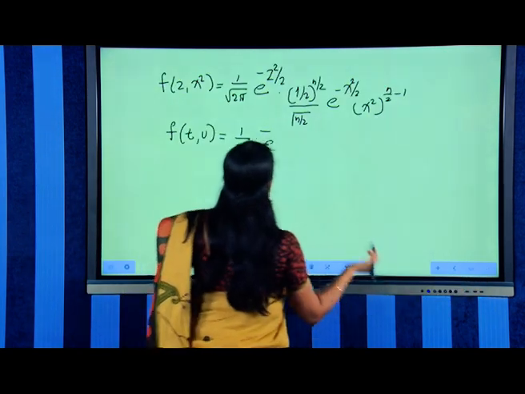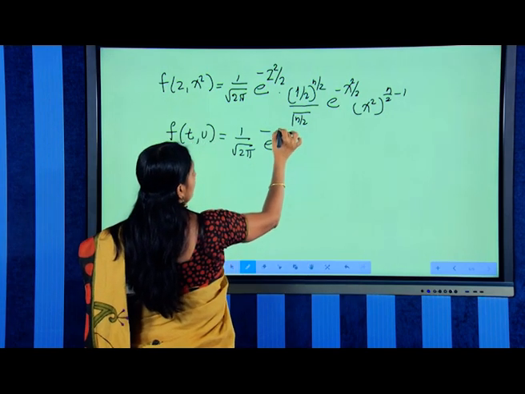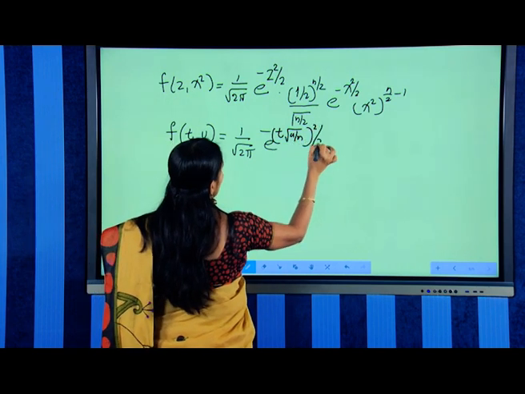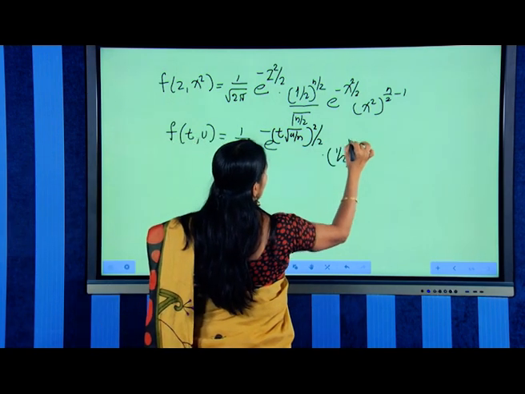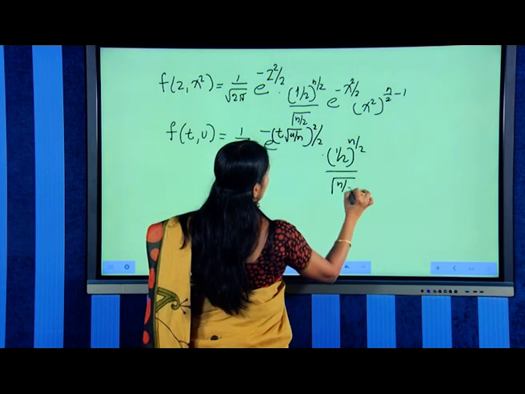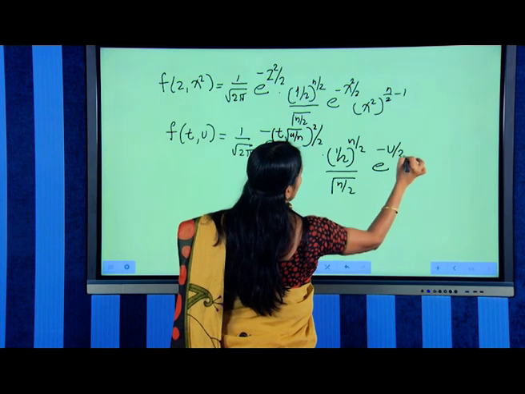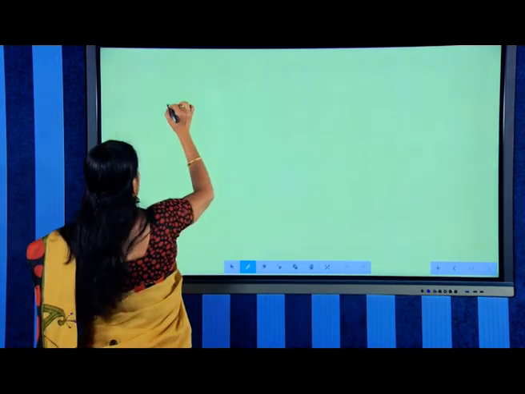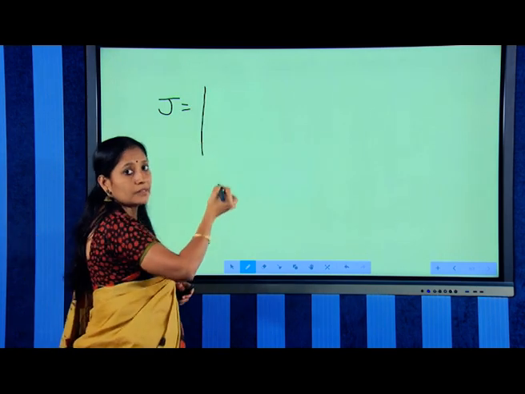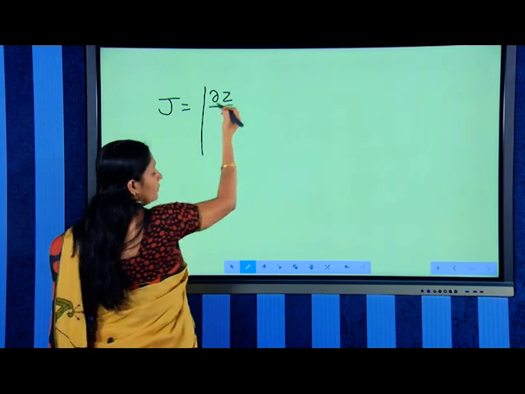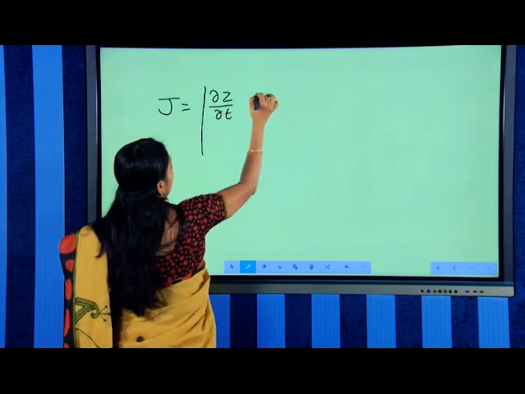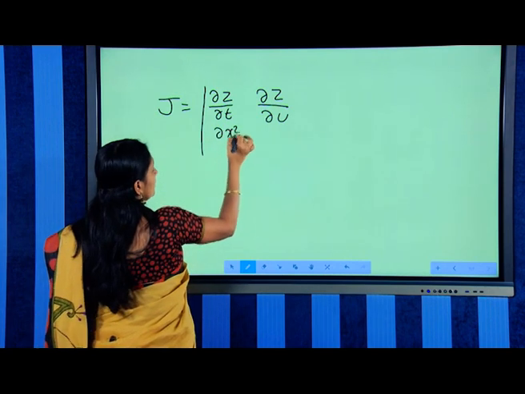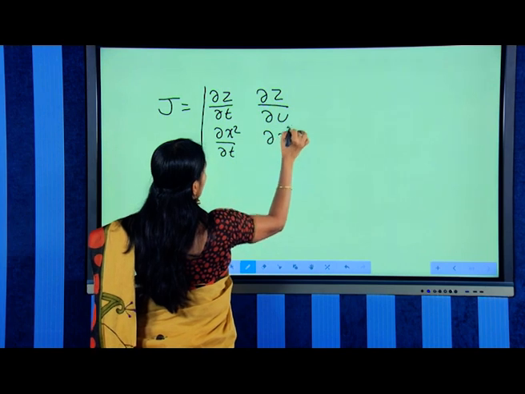Therefore, this is e raised to minus (t root u by n) the whole square by 2 into 1 by 2 to the power n by 2 divided by gamma n by 2, e raised to minus u by 2, u raised to n by 2 minus 1, into the Jacobian of transformation J, which is equal to the determinant of partial derivative of z with respect to t, partial derivative of z with respect to u, partial derivative of chi-square with respect to t, partial derivative of chi-square with respect to u.